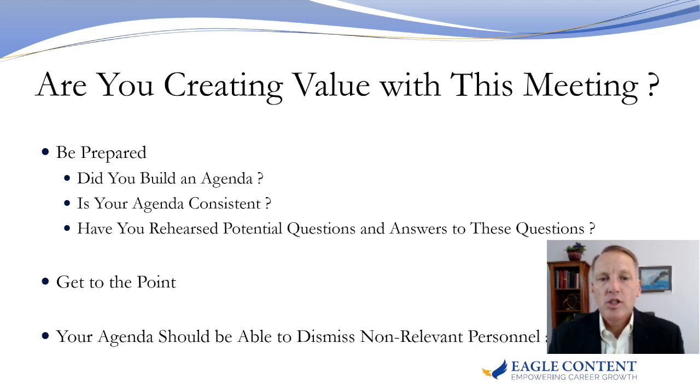The agenda should be able to dismiss the non-relevant personnel when it's time. So if you've got a structure to your agenda, there should be a point where if you've got people in the meeting that don't need to hear certain pieces, maybe there's a contest you're rolling out that only applies to sales, dismiss the sales support staff that doesn't need to be there to hear it. Allow them to go do better things with their time while you spend time talking to the team about the contest that's rolling out. That's as an example.